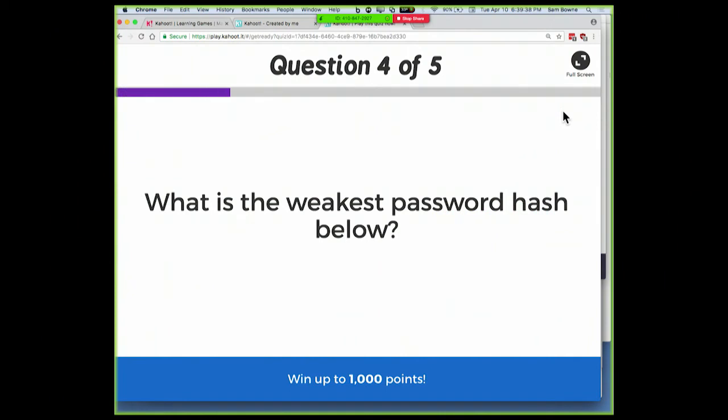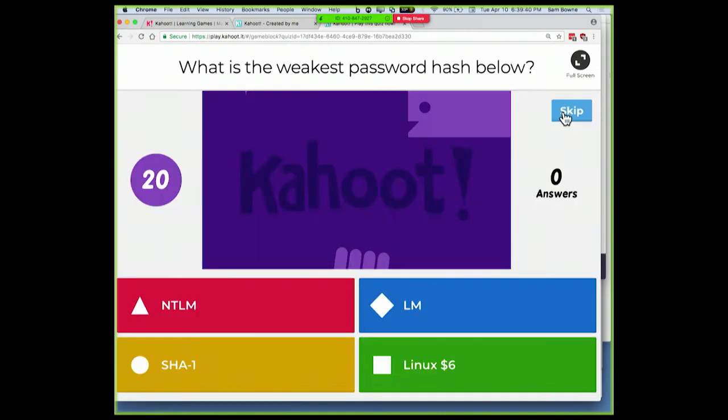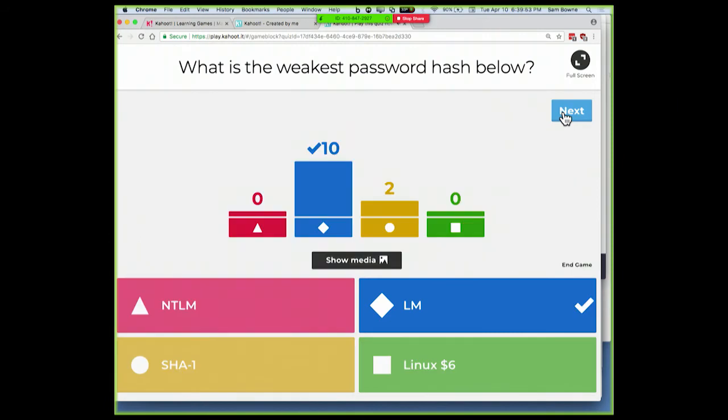What's the weakest hash system here? Okay, LM, the old password hashes used by Windows before, I think, Windows XP. I think Windows XP, when Server 2003 still had it on by default. And then it went off in Vista. But anyway, that's the really old one. NTLM is their giant leap forward to MD4. SHA-1 is better than that. And Linux is millions of times better. It's 5,000 rounds of SHA-512, plus a salt, on a modern Linux system.